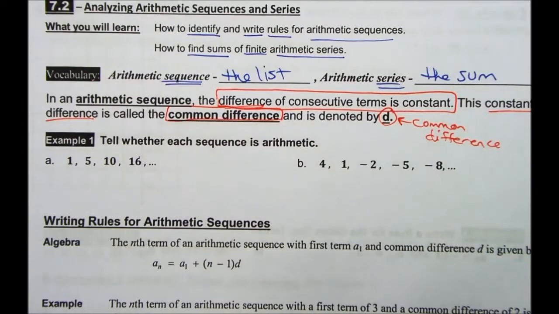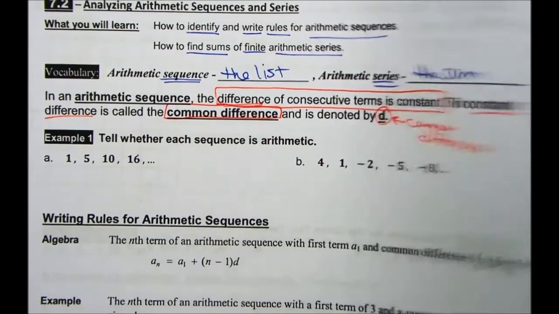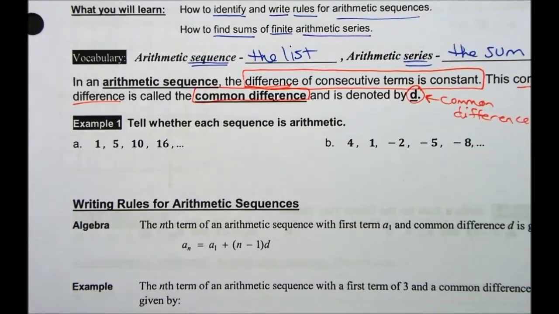There are functions that you've worked with for a long time that do have a common difference, and those are linear functions. So an arithmetic sequence is going to relate very much to the linear functions. It is a linear function. In these first examples, you can see there's a list of numbers, and we're trying to tell whether each sequence is arithmetic or not.